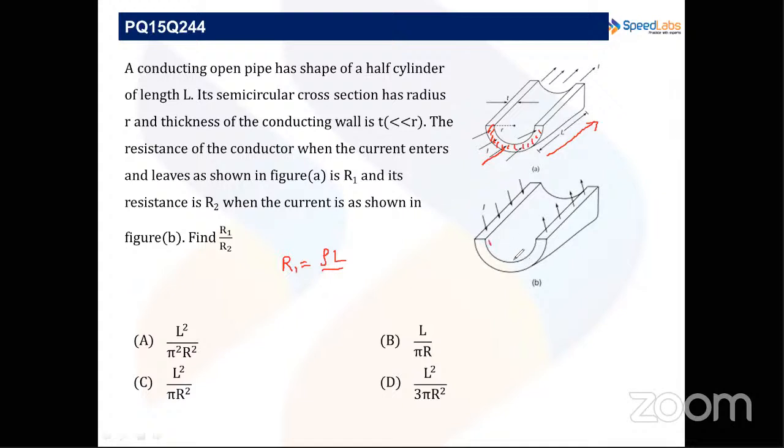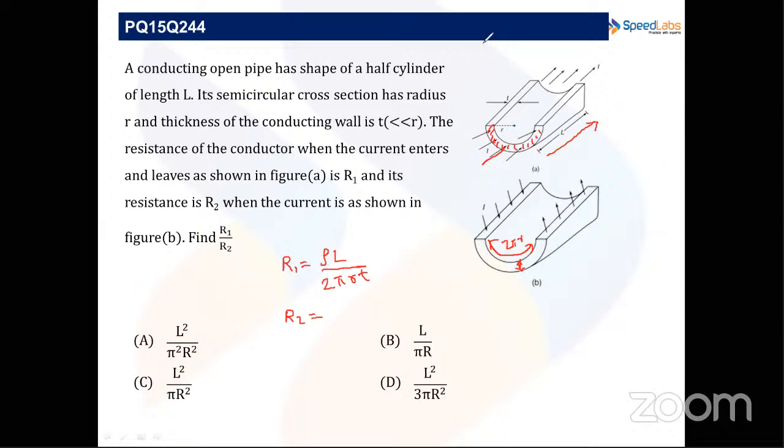So first, this length is how much? 2 pi r, and width is t. So length into breadth, that is 2 pi rt. That is the cross section area, that is r1. Now let's find r2. So r2 is for the next figure.